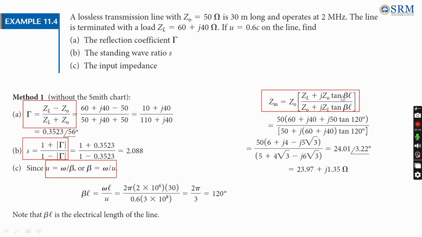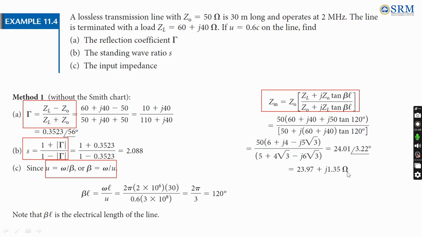We need to find what is beta L. Beta L is the electrical length of the line. Beta is nothing but omega by u. Length is given as 30 meter, so we have to convert that 30 meter in terms of degrees, right? Omega is 2 pi f. So 2 pi into frequency, length 30, velocity is 0.6 times the speed of light, that is 3 into 10 power 8. So the beta L is 120 degrees. Taking tan of 120 degrees, we have this answer. After converting into rectangular form using the calculator in complex mode, we get the answer in ohms.